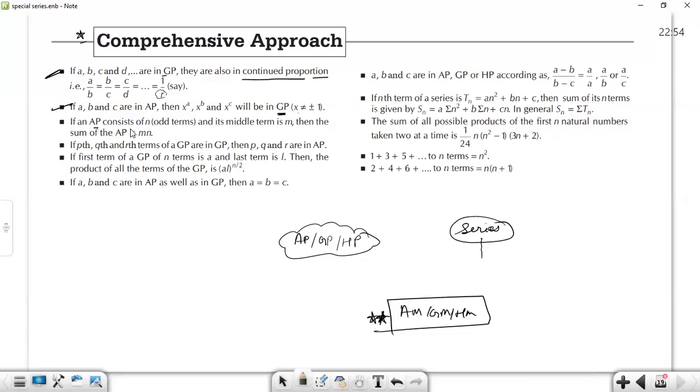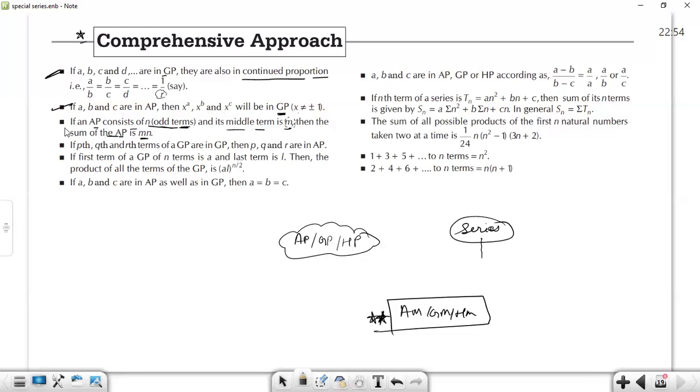If an AP consists of n odd terms, and its middle term is M, then the sum of the AP is Mn. If there are n odd terms, with middle term M, the sum of the AP will be Mn.